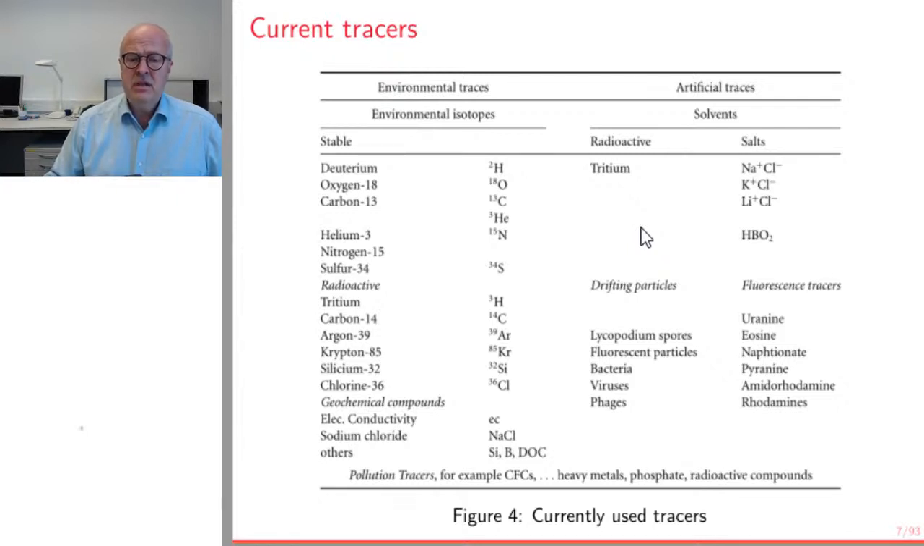In the next slide, you see the environmental traces that I have already mentioned listed, and the artificial traces on the right hand side. You should know the left hand side more or less. Maybe there are some a bit new to you. There are some new traces like argon 39, krypton 85 that you might not have heard of so much before, but I will focus now on the right hand side.